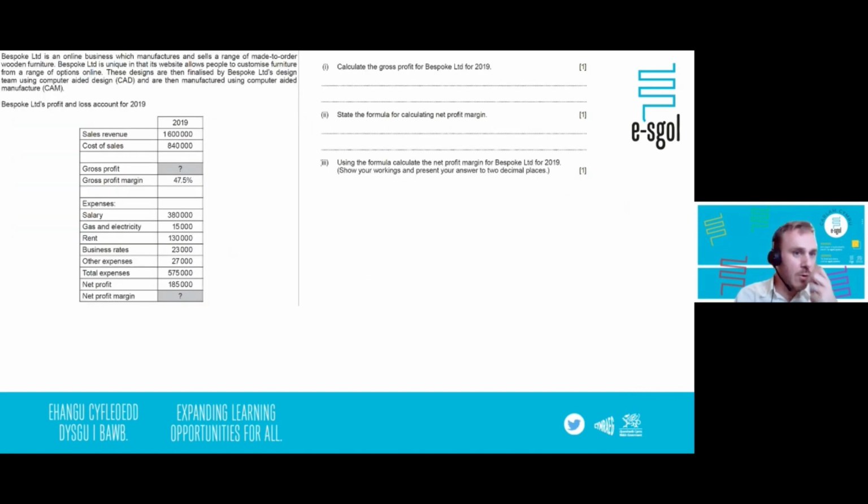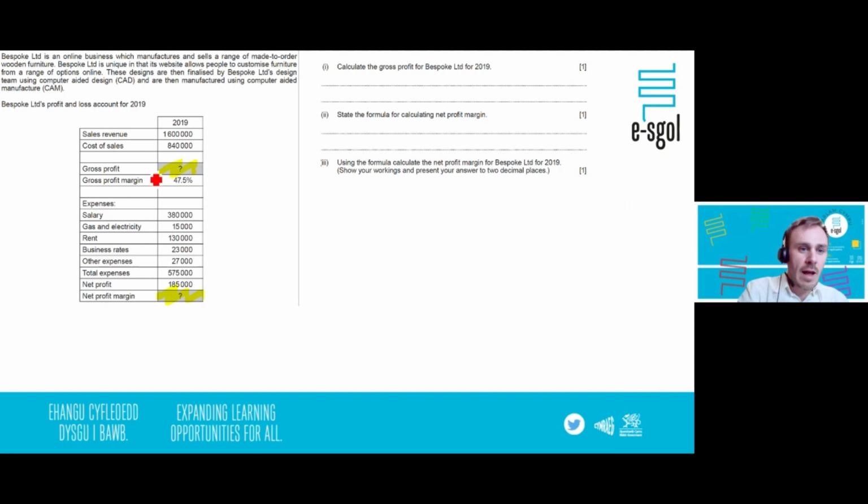So looking at an exam question. Bespoke company makes and sells a range of made to order wooden furniture, and through its website, allows customers to choose furniture from a range of options. They use CAD and CAM, so we know they can use some kind of technology within there, and you get your profit and loss account. Now this one's just giving 1 year, so we're just simply calculating our gross profit and our net profit margin.